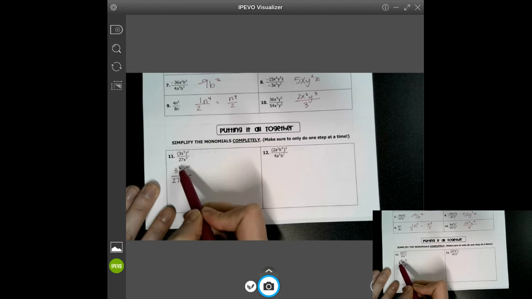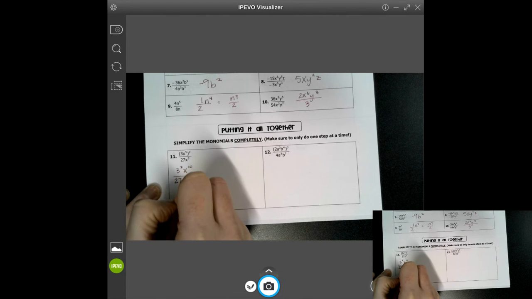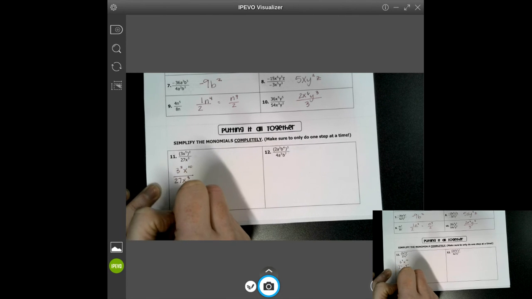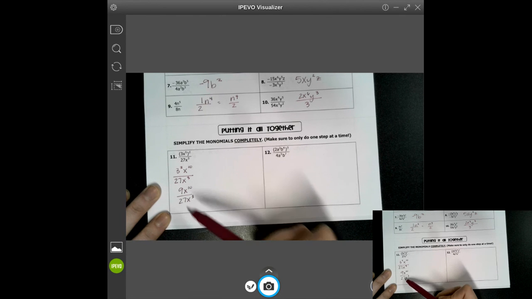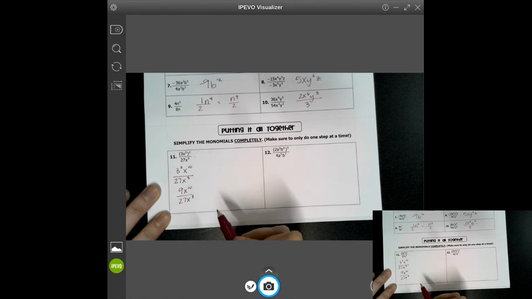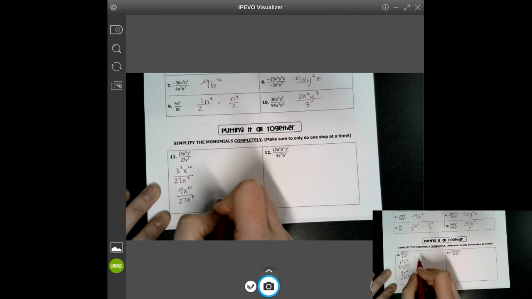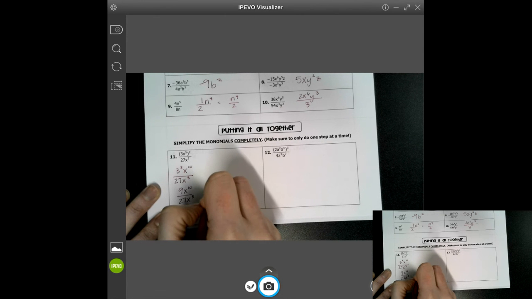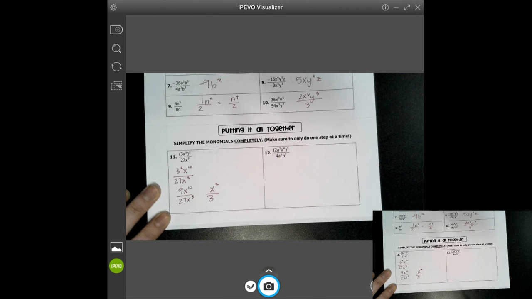Well, 3 squared is 9, so I'd have 9x to the 10th over 27x to the 3rd. And now I've got my division rule, so I'll simplify. I know 9 can go into 9 and 27, and x to the 10th over x to the 3rd would become x to the 7th. So this is just x to the 7th over 3, because 27 divided by 9 is 3.